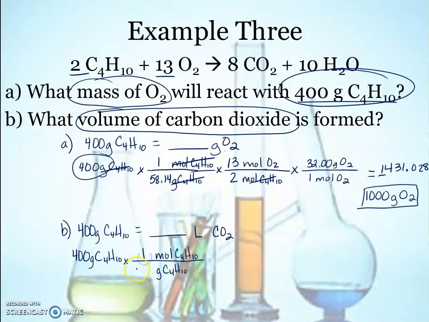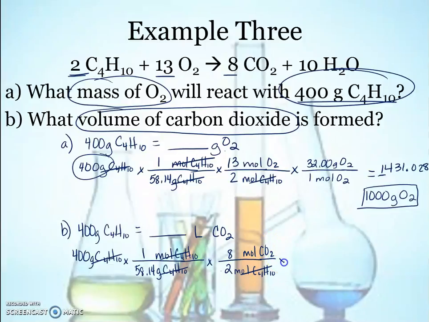All right, we know that 1 mole of this substance is 58.14 grams. Grams of C4H10 cancel. We've got to go from moles of one thing to moles of another. So we're going to use our mole ratio here. Ooh, that was ugly. Let's see if I can erase that. Okay, there we go. All right, so let's try that again. Moles of C4H10, and we want moles of CO2 because that's how we can change from one to the other. All right, mole ratio, C4H10 is a 2 and CO2 has an 8. So we put those in front of those.